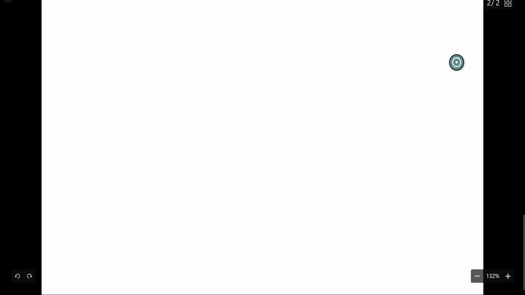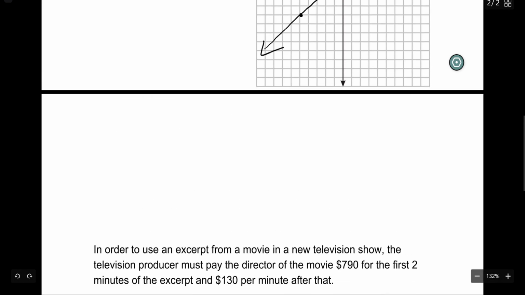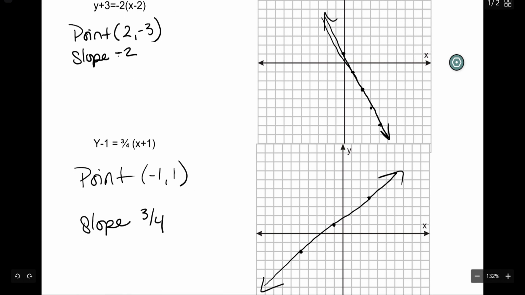Okay, and then leave the word problem for word class. We're going to do that together. If you have any questions, type them in at the end.